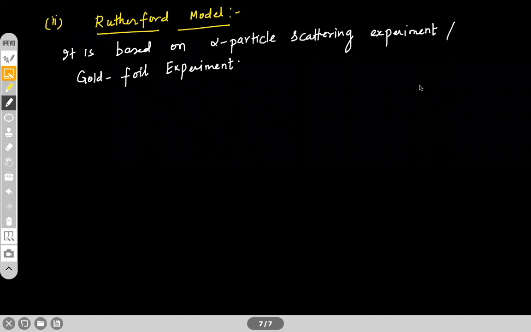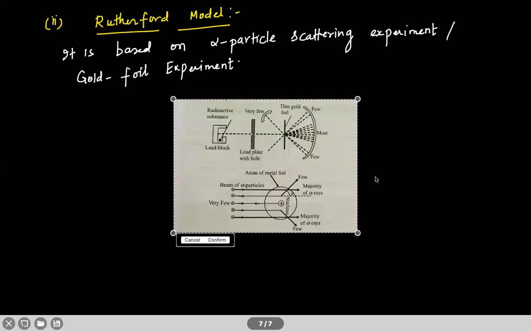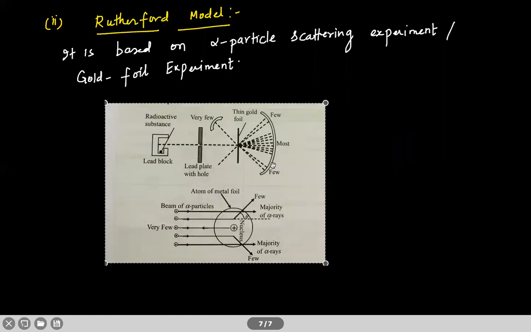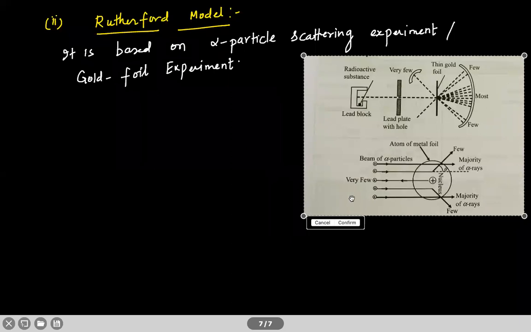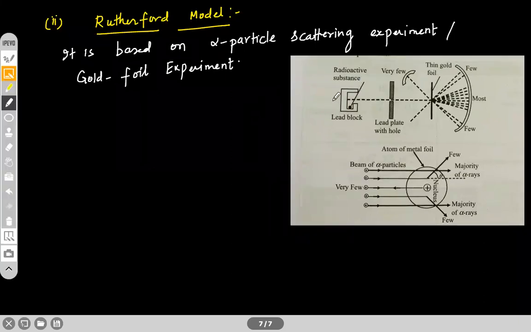I'll show you the diagram, the experimental setup of it. You have to draw this. You see, we have a lead block here, a radioactive substance which is allowed to pass through a hole here, a lead plate, and this is thin gold foil. The alpha particle passes through this and strikes the gold foil here.